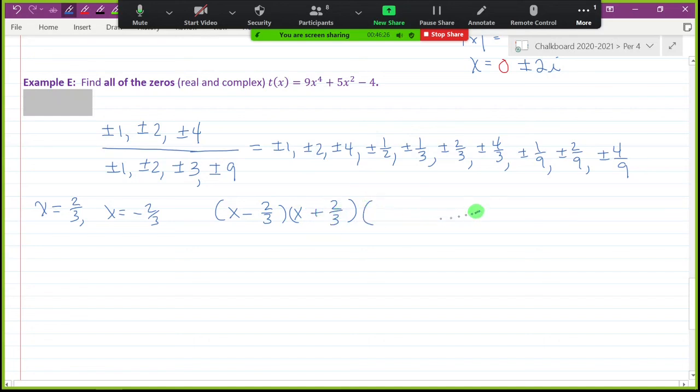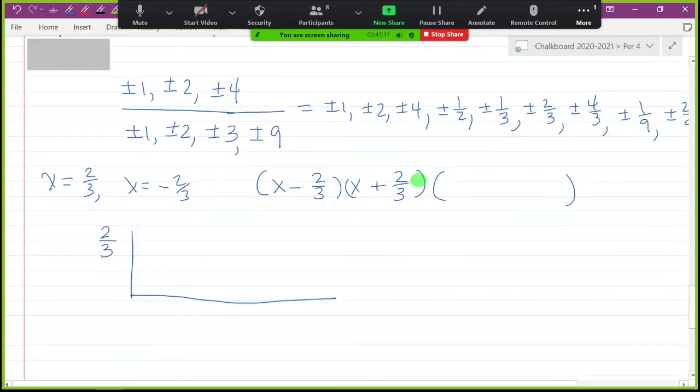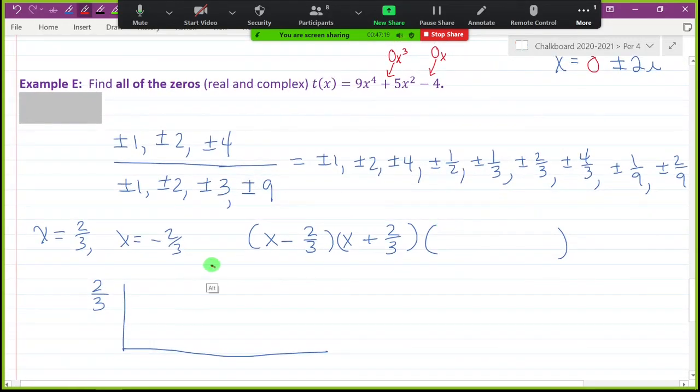And now the question is, what's the factor left over here? And apparently it's not going to be rational because we tested all of the rational possibilities. So whatever we get in here is going to be either imaginary or irrational. So here's what we're going to do. We're going to take x equals 2/3 and divide by 2/3. The numbers that you're going to put in for synthetic division are 9, 0, 5, 0, and -4.